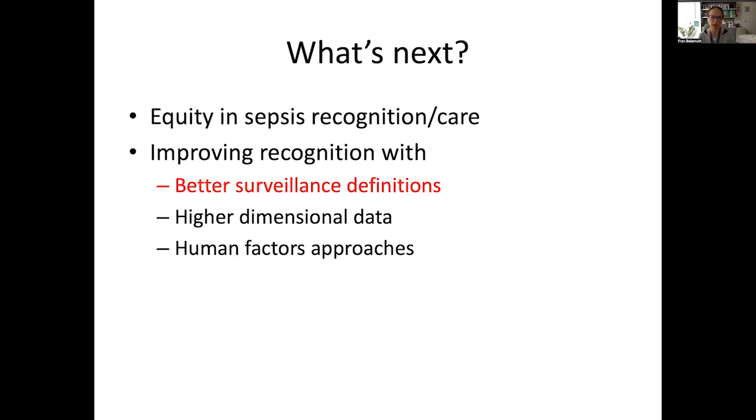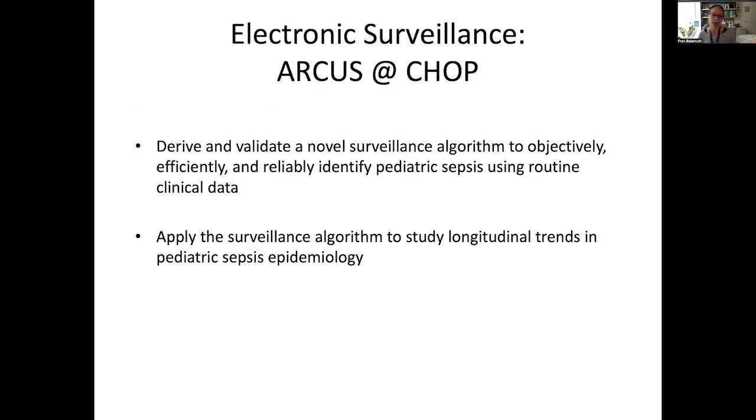And so I think building better surveillance definitions where we know objectively what was sepsis in the end can help us improve our recognition systems in the beginning as well. This is an electronic surveillance definition that we built to use electronic health record data to identify cases of pediatric sepsis. And I'm just going to show you briefly how we applied that surveillance algorithm to study trends in pediatric sepsis epidemiology.